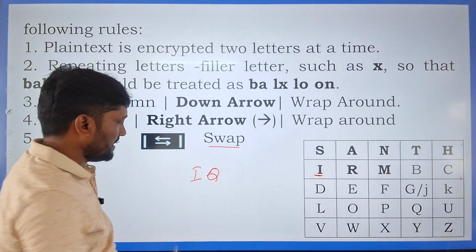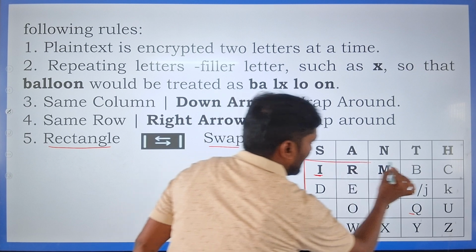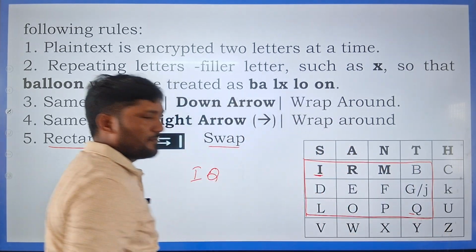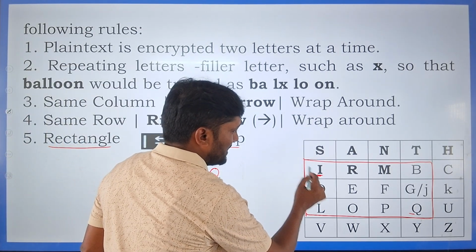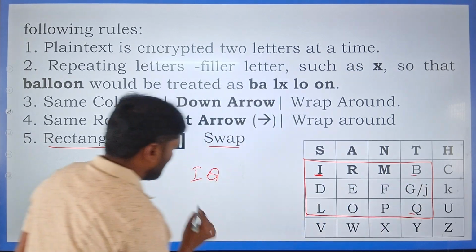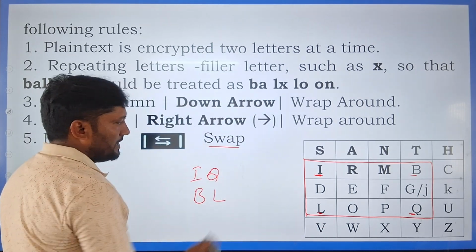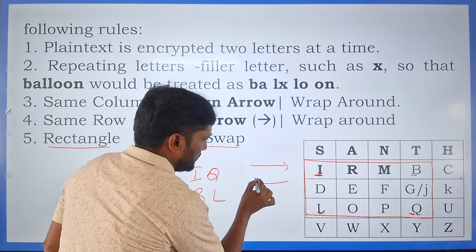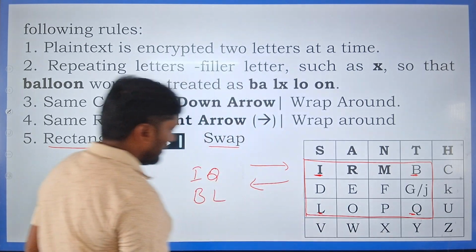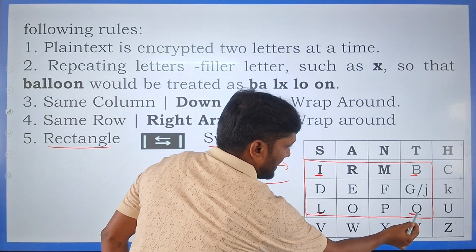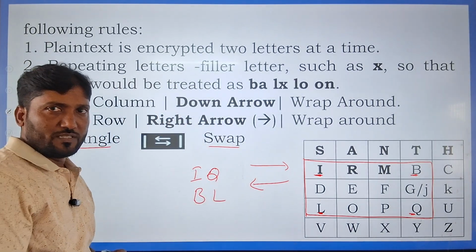Okay, swap the values. Where is I? There is I. Where is Q? There is Q. Now we have to form these letters like this. That is one rectangle. After making the rectangle, what is the swapping letter? What is the last letter in this rectangle for I? That is B. For Q, what is the last letter here? L. So for I, the last letter in the rectangle is B, and for Q it is L. Like this, we are going to consider swapping the values for the fifth rule.